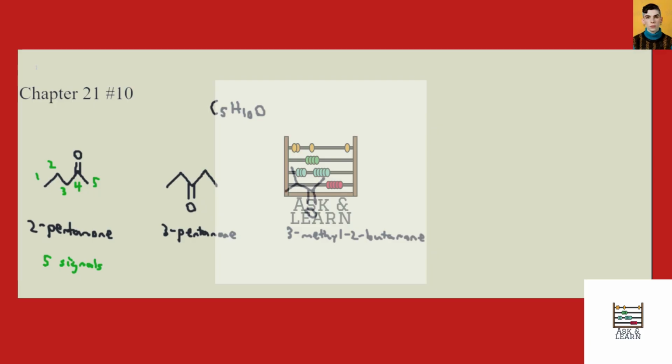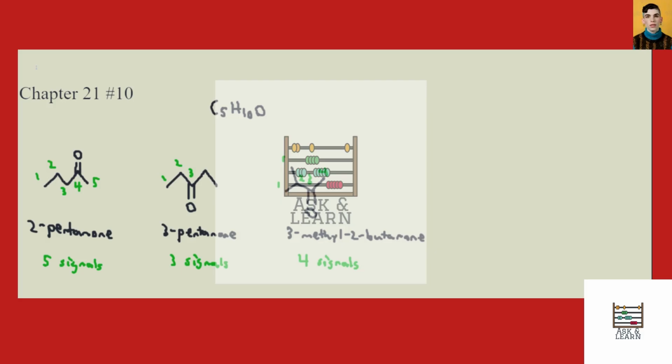For 3-pentanone, the second molecule, there is a line of symmetry through the center of the molecule, so only 3 of these carbons are unique. So we will see 3 signals, 3 lines. And then lastly, for 3-methyl 2-butanone, both of these carbons that I've numbered 1 are identical, so they're only going to give a single signal. And then there are 3 additional unique carbons, so this is going to give us 4 signals.